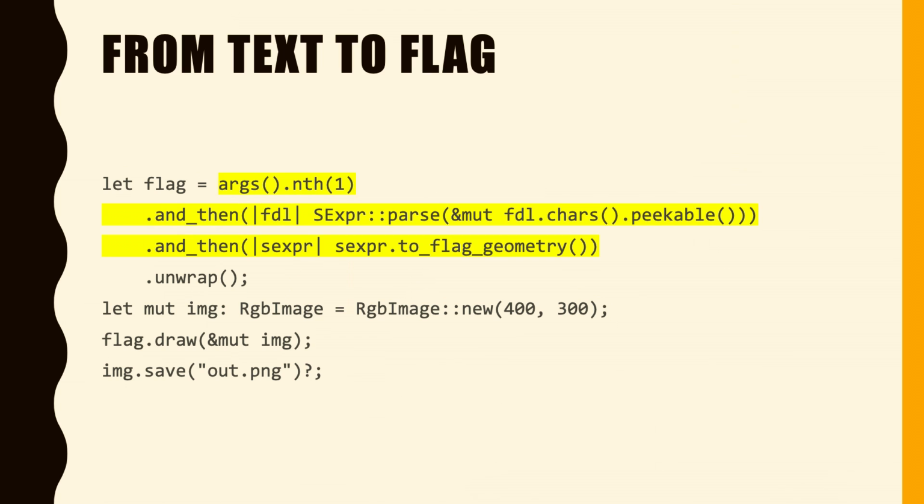Now we just have to tie all of this together. We'll pass the flag definition language through a command line argument. The args function here returns an iterator on which we can call the env method to fetch the first argument. That method actually returns an option of a string. And our S expression parse method and toFlag geometry method also return options, so we can just chain them together.